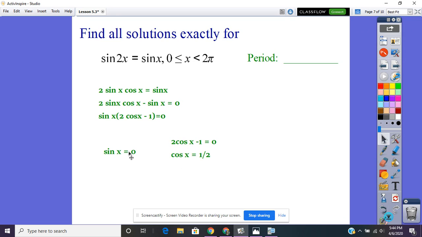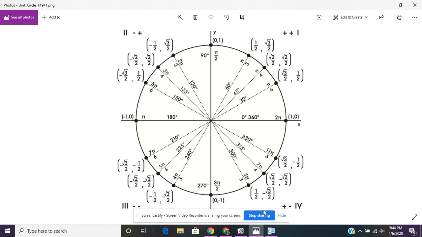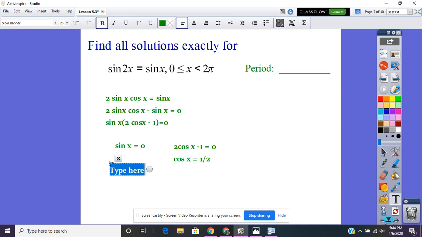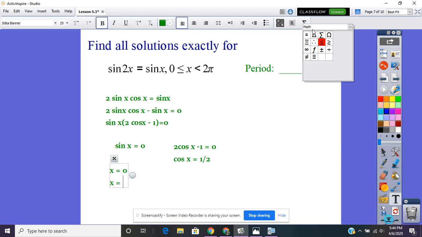Once again, I'm still with x, so I want to be in radians. Go to my unit circle. Sine x, we found those last time. It was 0 and pi. We can go ahead and put those. x equals 0, x equals pi. I'm going to come up here and grab that.